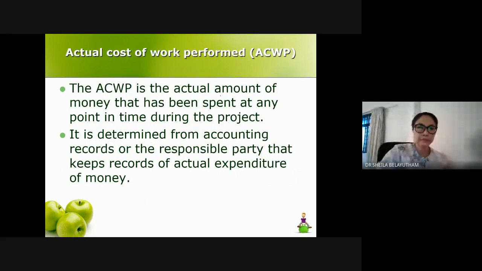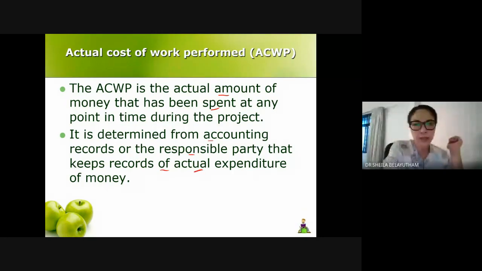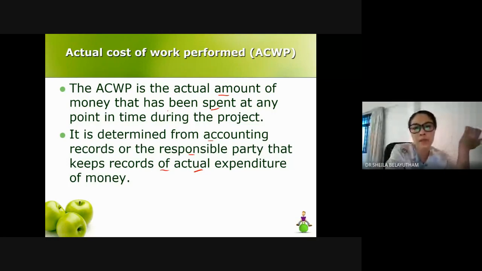Actual cost is the amount of cost that has been spent. In an exam or test question, the value must be given to you, stating how much cost has been spent. It is determined from accounting records, or the responsible party that keeps record of actual expenditure. If you're on site, it depends on the record, how much money you have spent on material, on laborers, workers, and so on. So that is from the accounts.